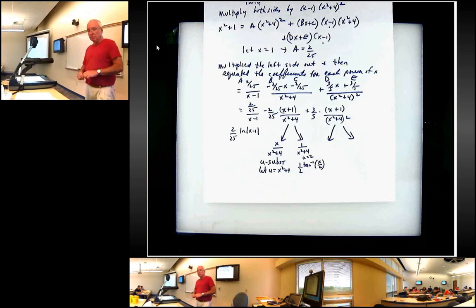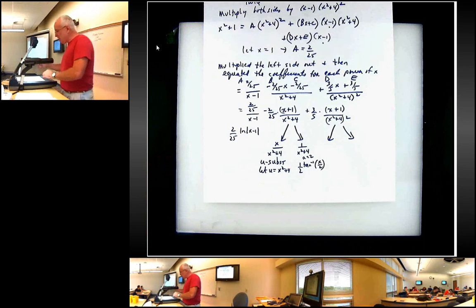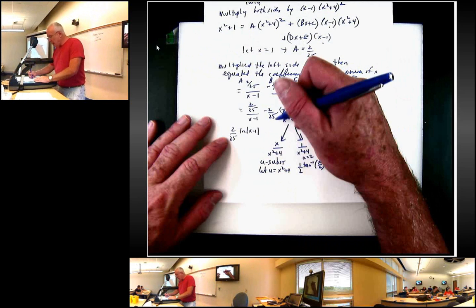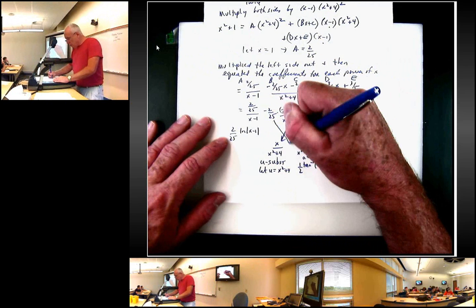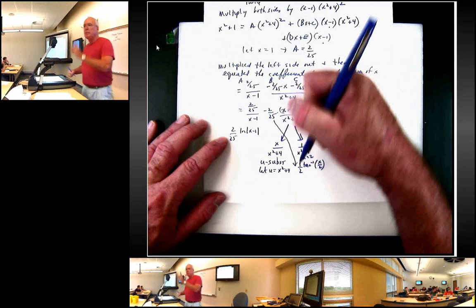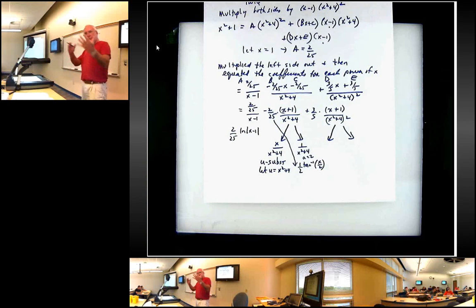Yes? You multiply by... Yes, absolutely. I'm omitting it just for simplicity, but this minus 2 over 25 absolutely has to be multiplied in. I can't forget that. That's in front. Thank you.